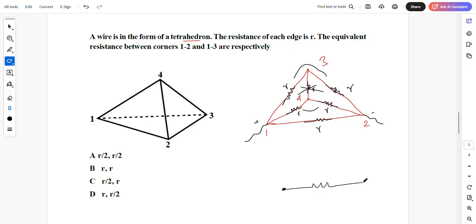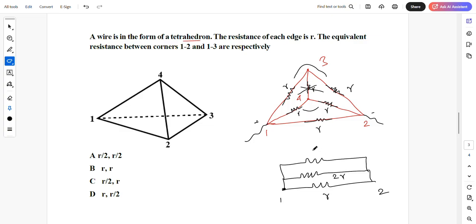Here this R stays as it is between 1 and 2. What happens to this one? If this R is removed, R plus R will be how much? It becomes 2R. These two will become in series, 2R. And again, R plus R, what happens?